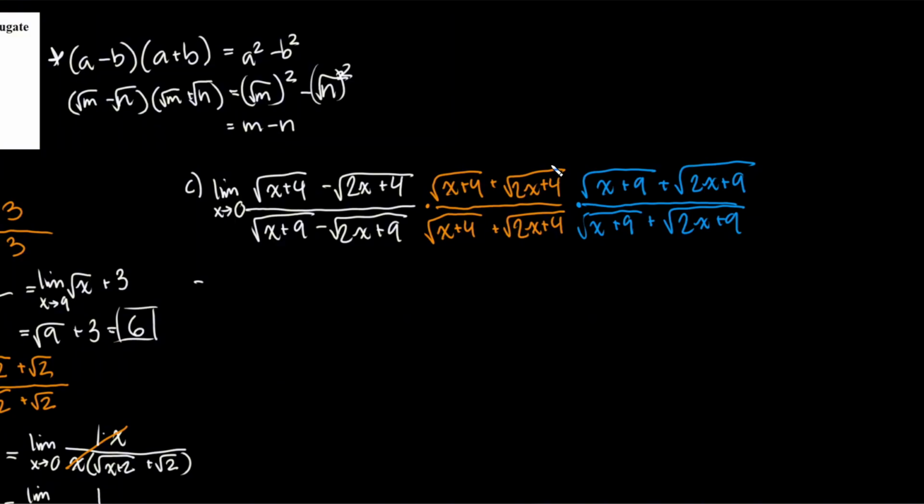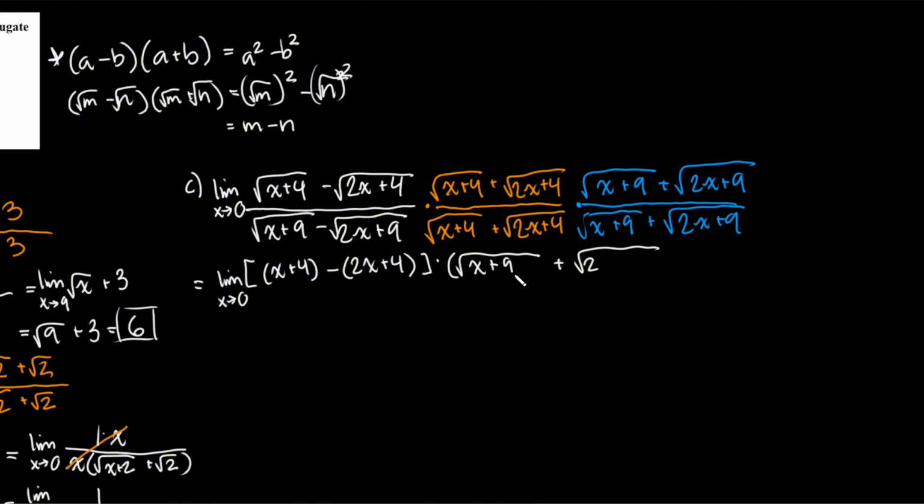So I would actually recommend to multiply the conjugates first and then apply this last. And then for the bottom one, multiply the conjugates first and then apply this last. So this is equal to the limit as x goes to 0. Remember your limit. The top part will simplify to x plus 4 minus 2x plus 4, and then I'll put brackets here, times the leftover. So we had to multiply by a factor of 1, and so we got some extra stuff. So it's going to be the square root of x plus 9 plus the square root of 2x plus 9.